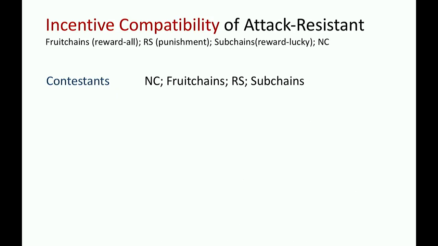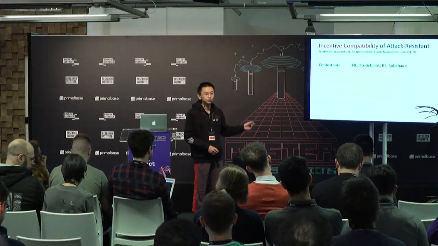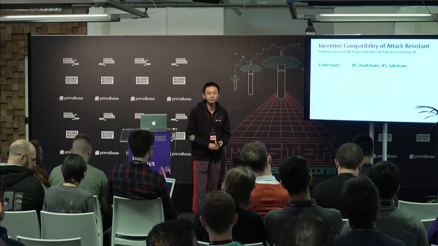So now for the attack resistance result, first on incentive compatibility. The contestants are Nakamoto consensus, fruit chains, reward splitting, and subchains. Do you have a guess on which protocol performs the best?